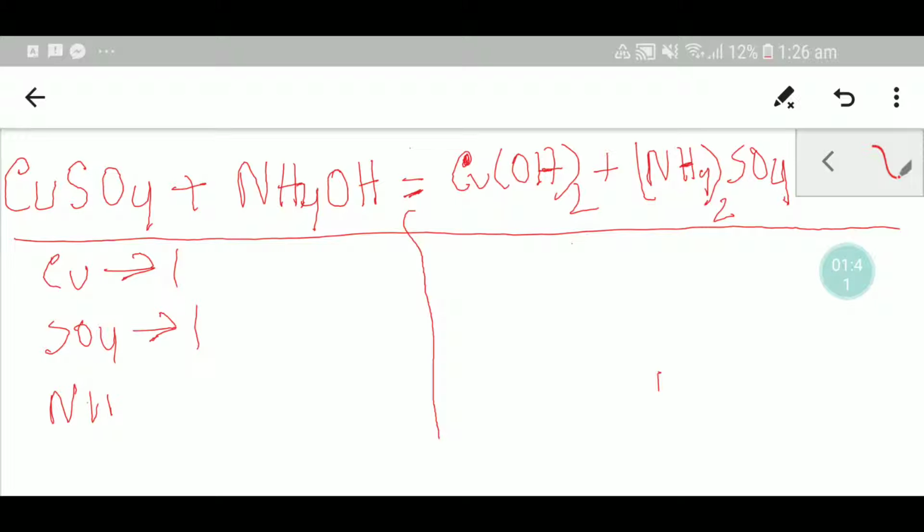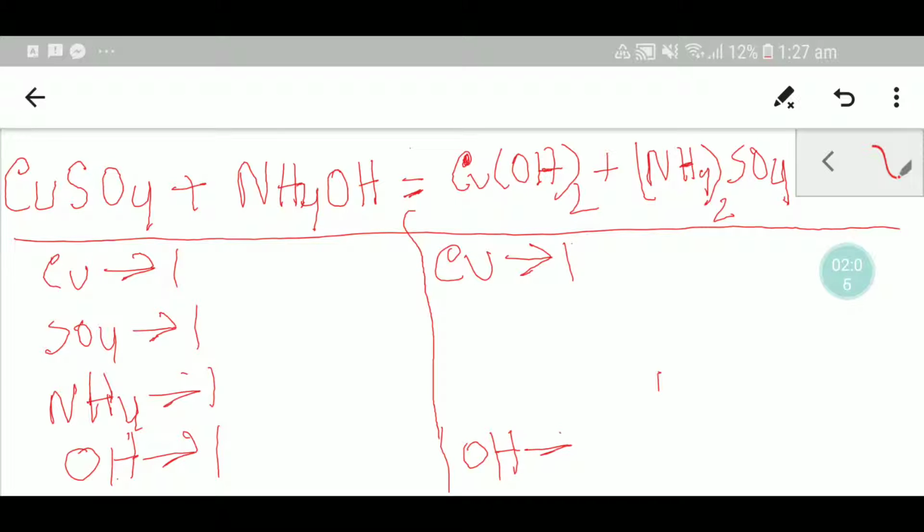Ammonium. This is one, and this is hydroxide, which is one, right? On the right hand side, we have here one copper, and here we have two hydroxide, and here we have two ammonium, and here we have one sulfate, right?